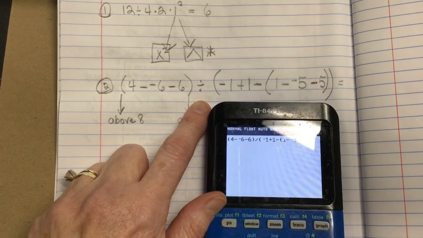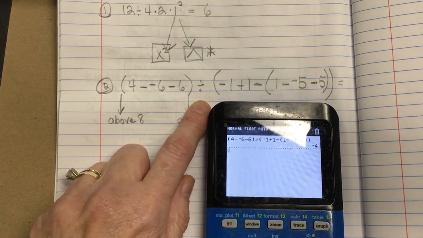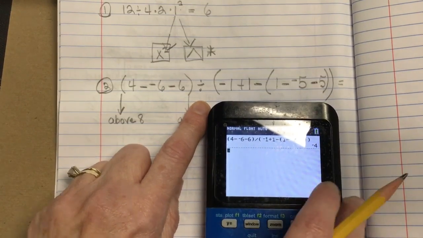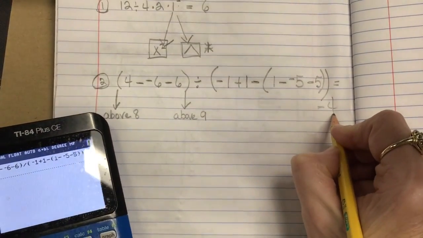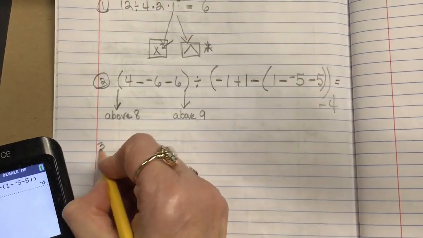Close parentheses, close parentheses. And I got -4. Did y'all get -4? Okay. -4. Yes? Reese, you still working on it? Oh, yeah. Okay. Number 3.